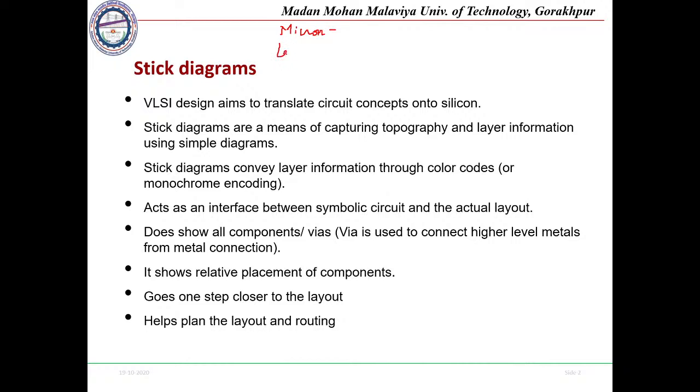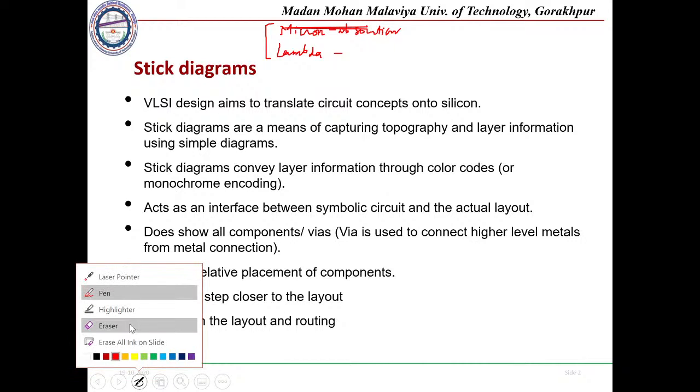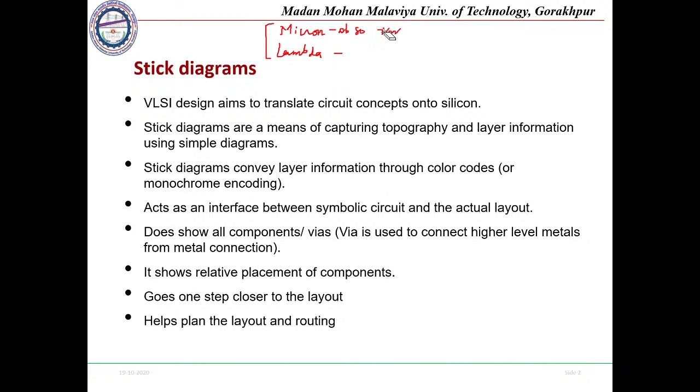and another one is the lambda method. Okay, so out of these two, in the micron method, all the lengths of our layout, all the dimensions, will be in terms of absolute value. Suppose we are going to draw a particular layer of 5 nanometer, we will be writing 5 nanometer directly as the value. So this will be the case for the micron method.